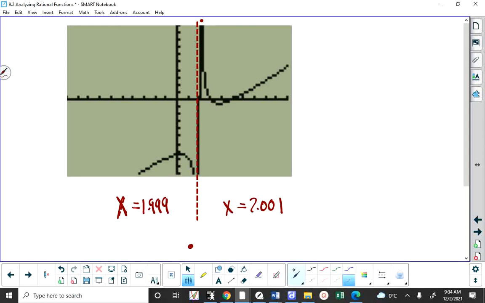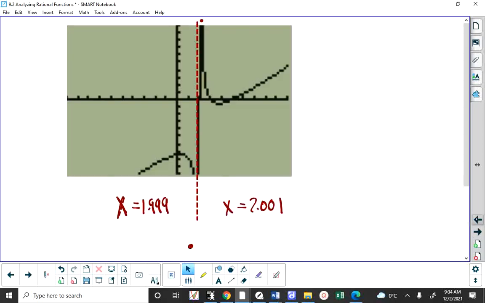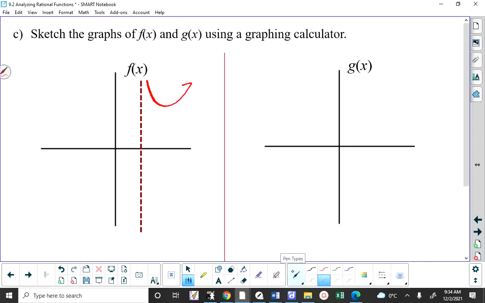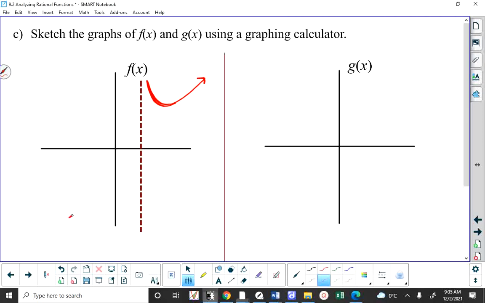However, that being said, we can sketch what this function looks like. The asymptote is at x equals 2. There is a part of the curve that looks like this. And there is another part of the curve, way down there. It looks like this. But that's what it looks like in general.